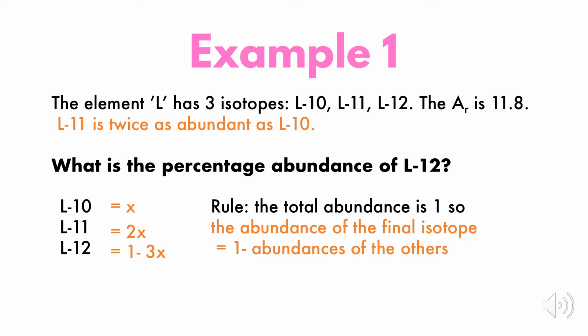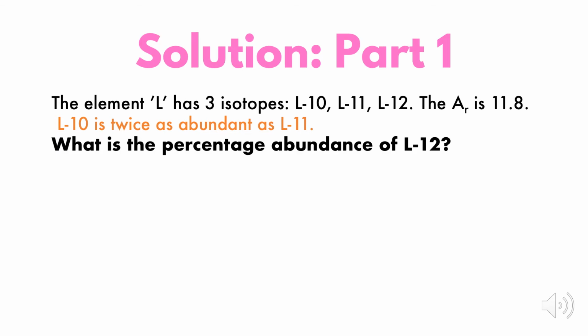So now we have something to represent the abundances. We need to put our expression together, we need to find x, and we need to come back and make sure we can work out the percentage abundance of L12. This is where I'm going to leave it to you. You've done so many of these now, you should have the idea about how to approach it. So pause the video, restart it when you're ready to check your answer. Okay, let's see how you've done.